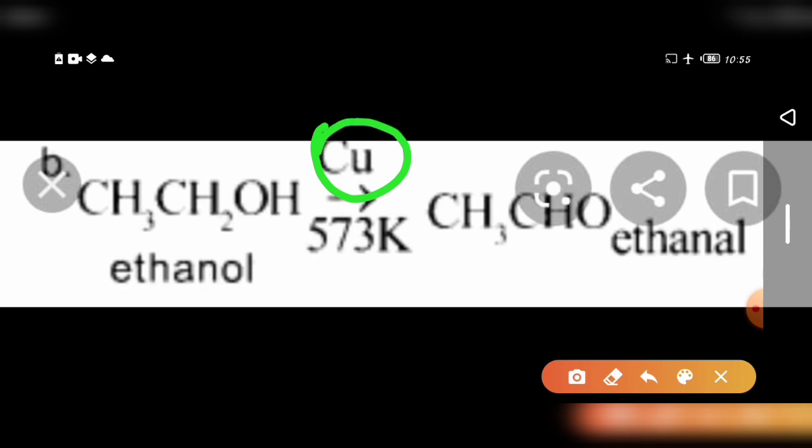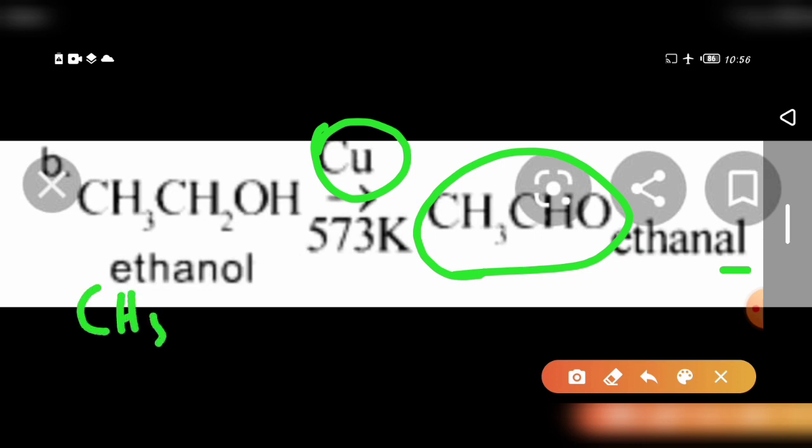What is meant by dehydrogenation? You know very well, removal of hydrogen. Okay, when vapor of ethanol is passed over hot copper, see here, hot copper at 573 Kelvin, it is dehydrogenated to acetaldehyde. This one is acetaldehyde or ethanal. Aldehyde means instead of E you put Al, so ethanal. Ethanol is CH3CH2OH.